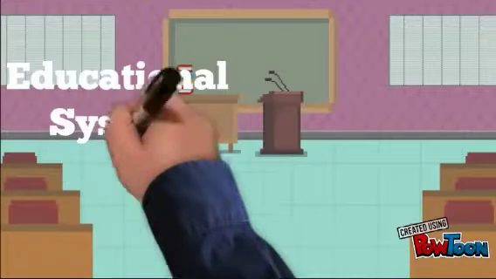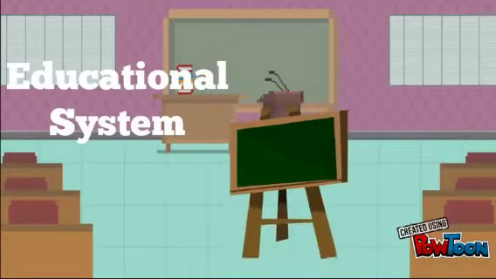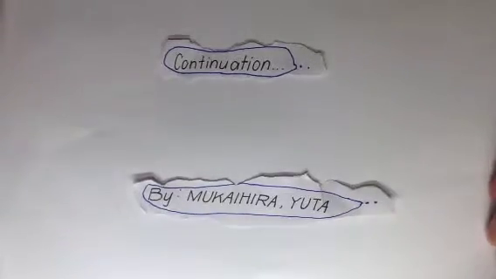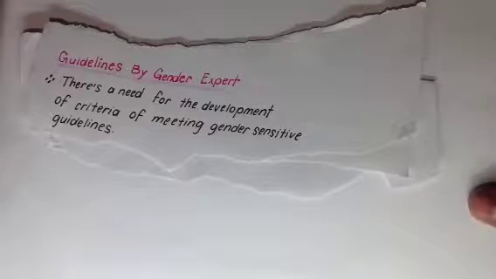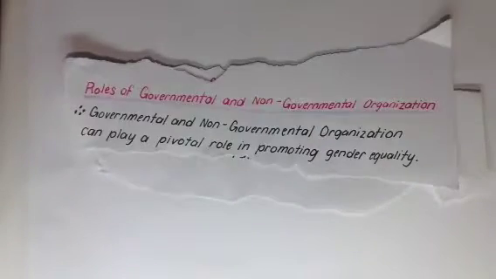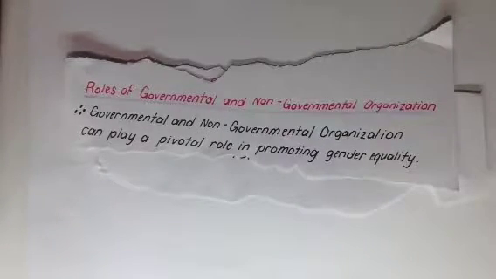Educational system. The educational system needs to be gender sensitive and gender friendly for girls and boys. Continuation. Guidelines by gender expert. There's a need for the development of criteria of meeting gender-sensitive guidelines. Roles of governmental and non-governmental organizations. Governmental and non-governmental organizations can play a pivotal role in promoting gender equality.